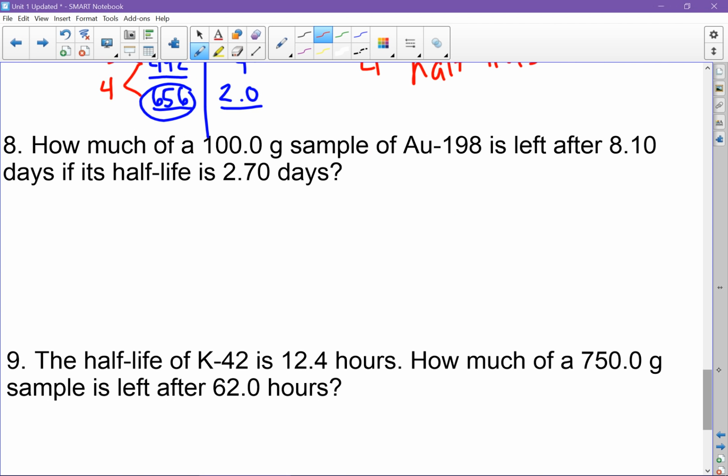Alright, if I look at this one, let's find some numbers. Here's an amount of the substance. Here's a time number that says days. Here's a time number that says days. So if we set up our T-chart, I want the time and the amount of the substance.